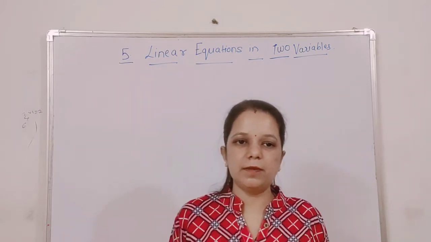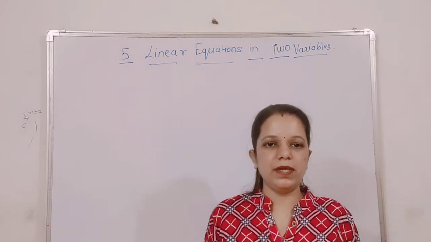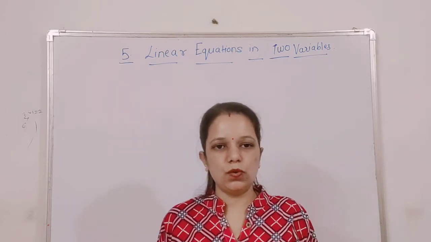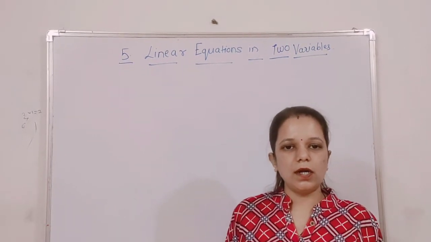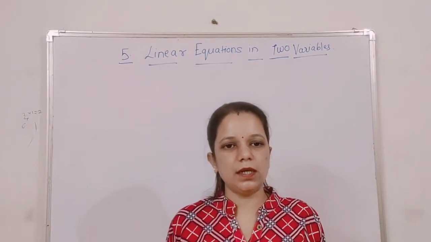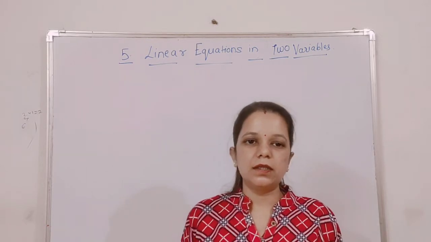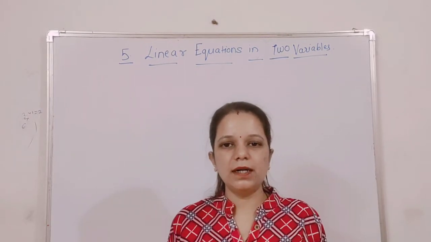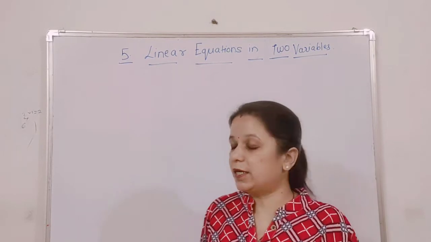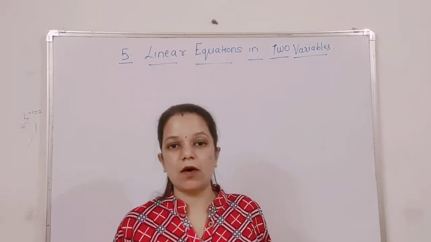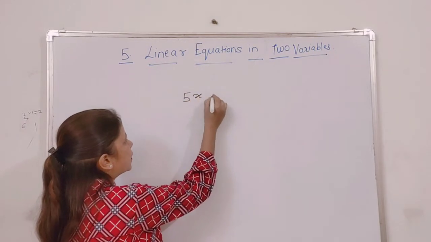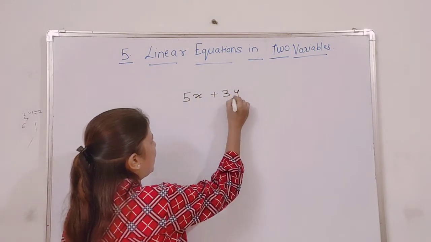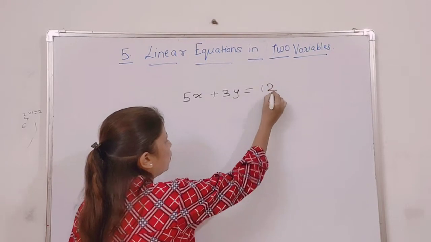The variable names can be anything: a, b, x, y, p, q. Generally x and y are used. So that is called a linear equation in two variables. The variables have degree 1. The degree of the variable is always 1. For example, 5x plus 3y equal to 12.